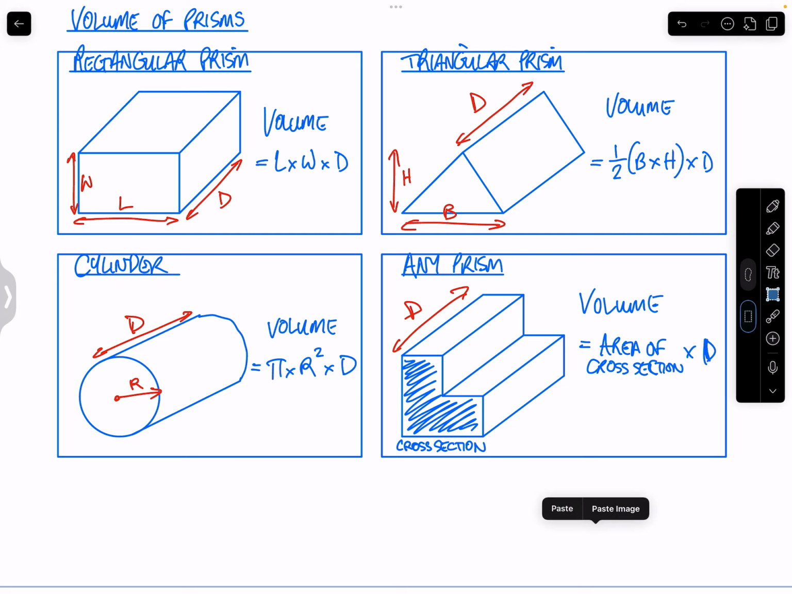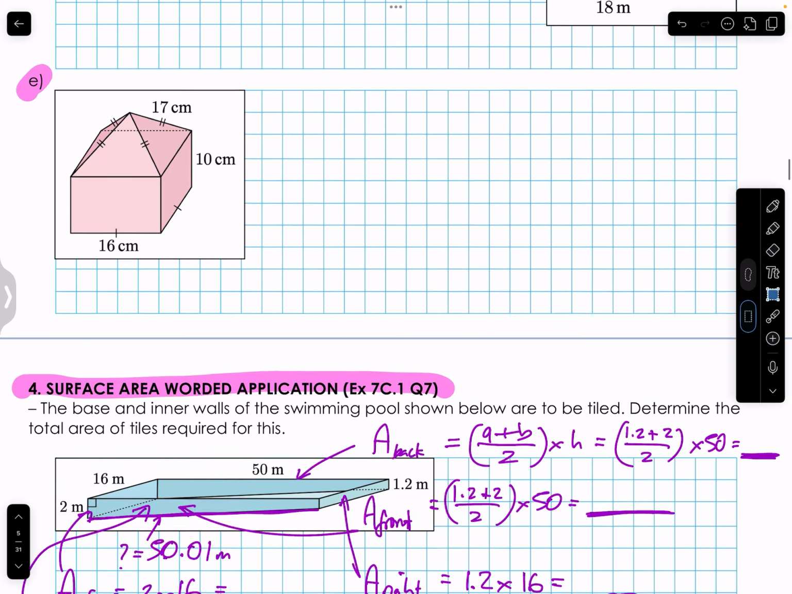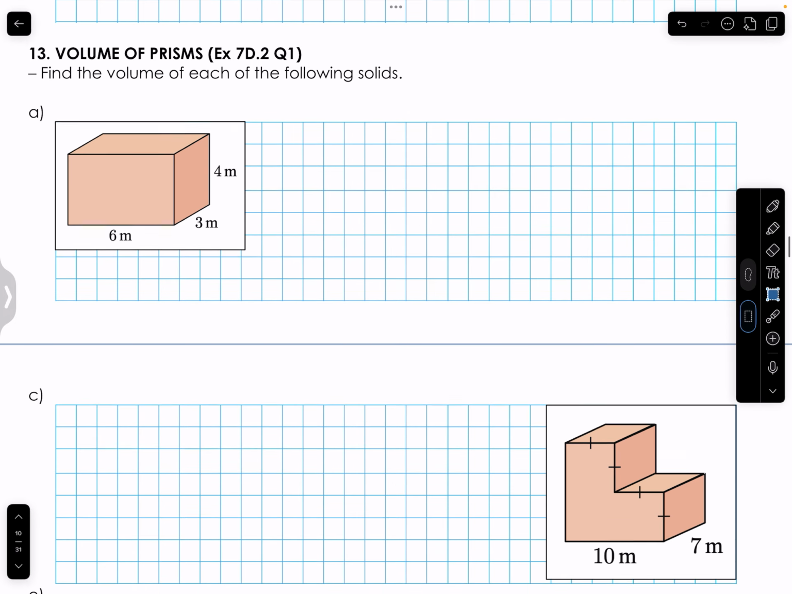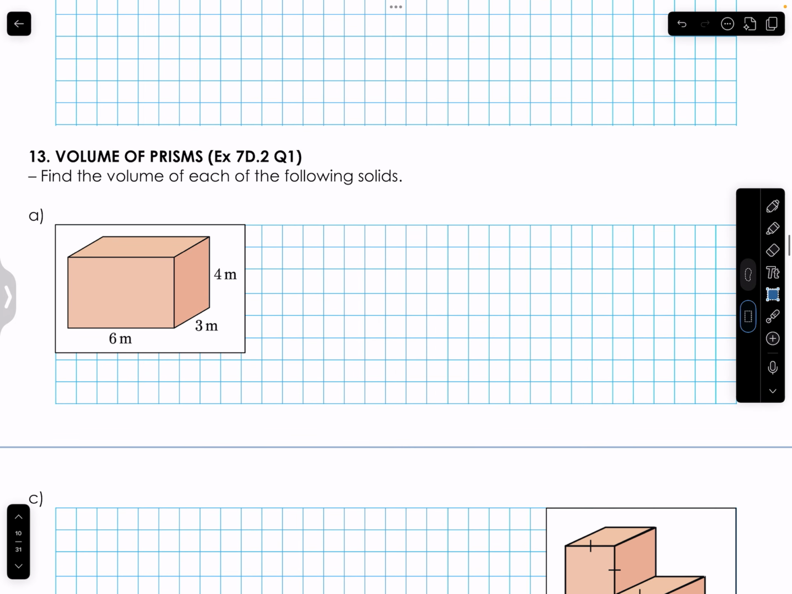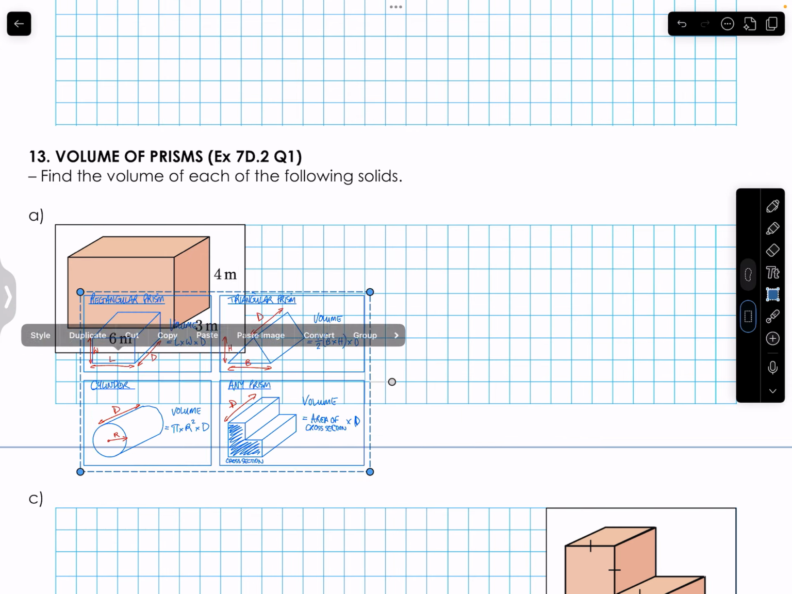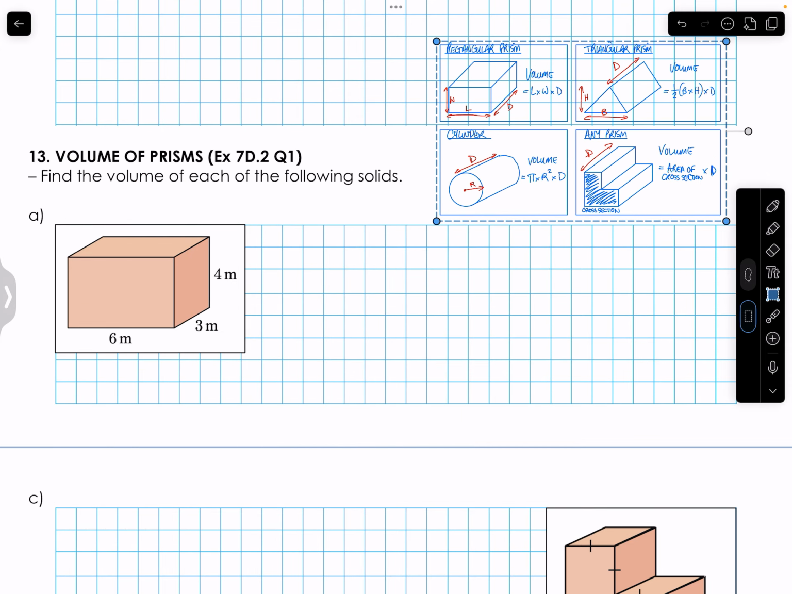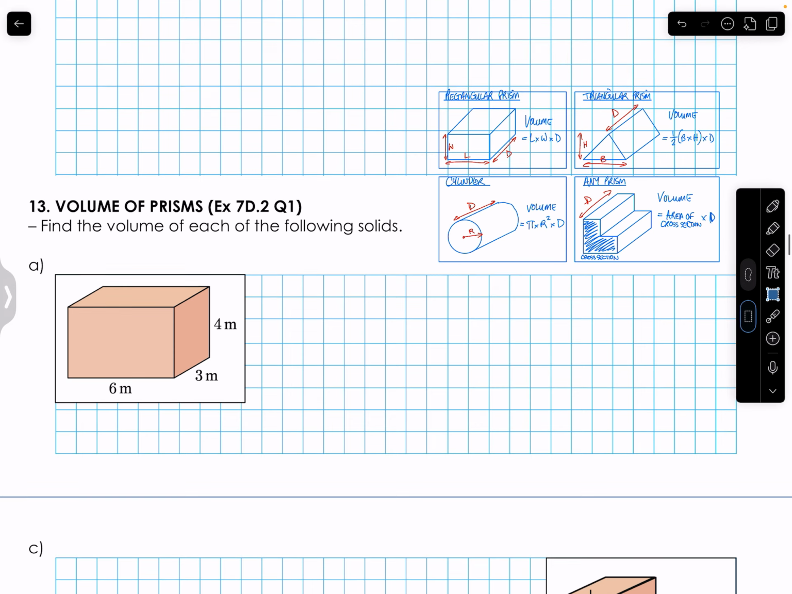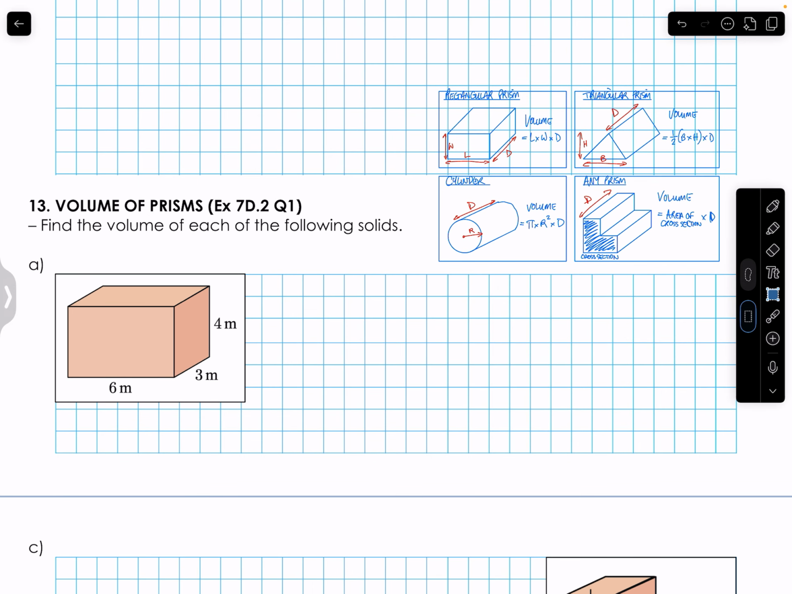So I think it was 13, find the volume of prisms. So if I paste that there, make it super small. Find the volume of each of the following solids. This is a rectangular prism.